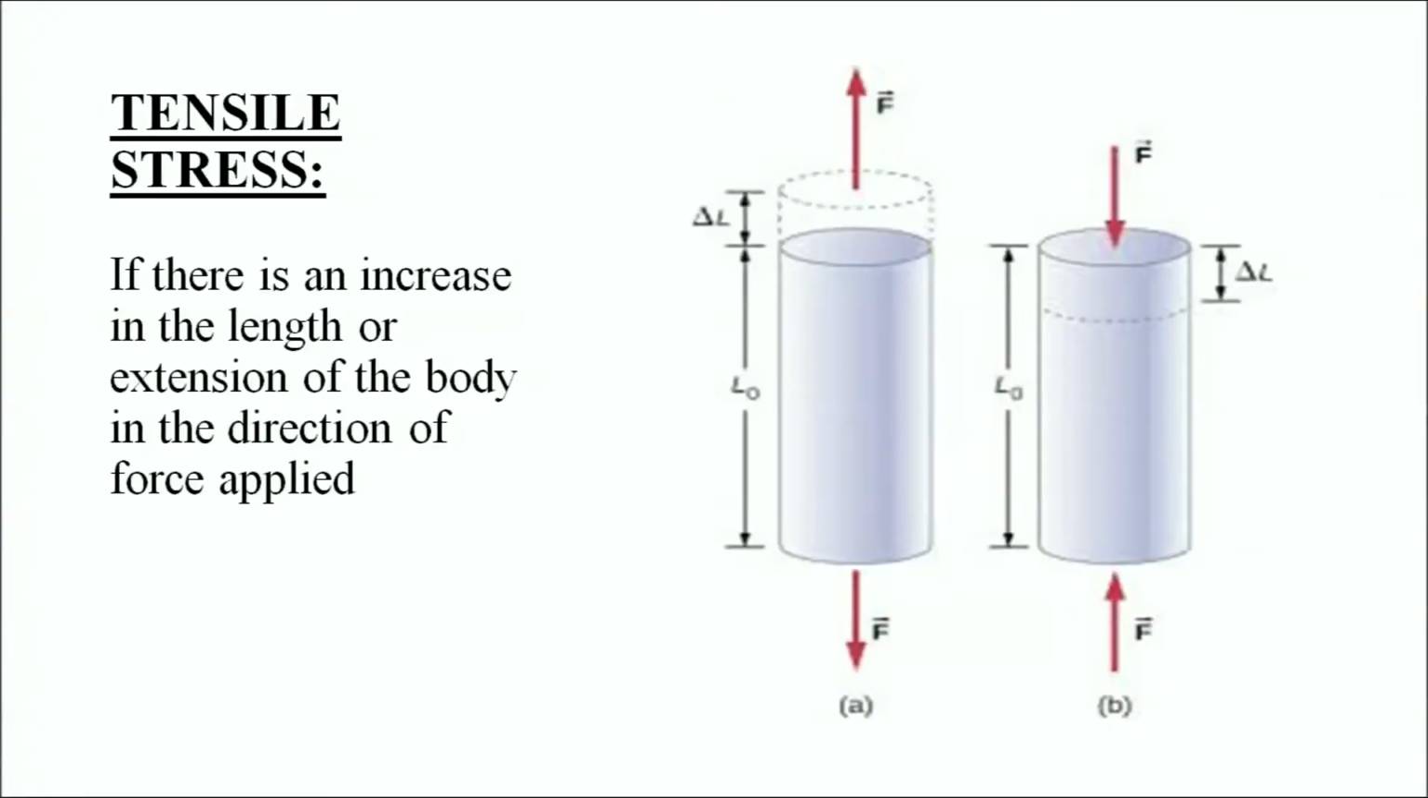Now, under the topic of normal stress, there are three more types of further stresses. They are the subtopics of normal. So, the very first type is a tensile stress. What is actually a tensile stress? If there is an increase in the length or extension of the body in the direction of force applied.